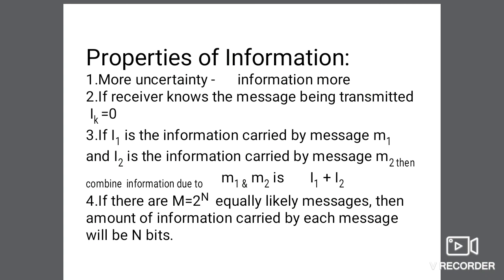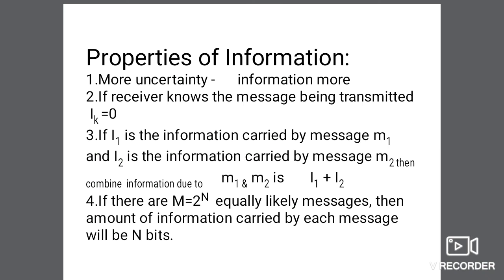Second property: if the receiver knows the message being transmitted, the amount of information carried is 0, meaning Ik is 0, because the probability of this message is equal to 1. We put this in the formula log 2 of 1 upon Pk, and Pk is 1, and log 2 of 1 goes to 0.